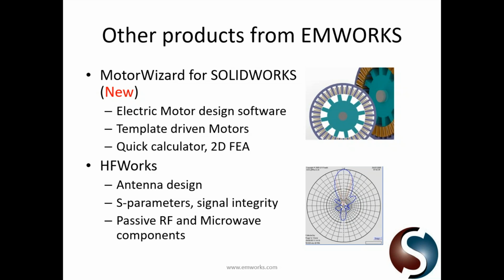We also talked briefly about HFWorks, which is in the high frequency space. It's mainly used to design antennas and passive RF and microwave components like waveguides, transitions, etc. And it can aid in the calculation of S parameters, signal integrity, and mainly used in RF and microwave domain. Now we will cover HFWorks separately in a webinar series. So if you're interested in high frequency products, please visit our website to understand the HFWorks webinars.